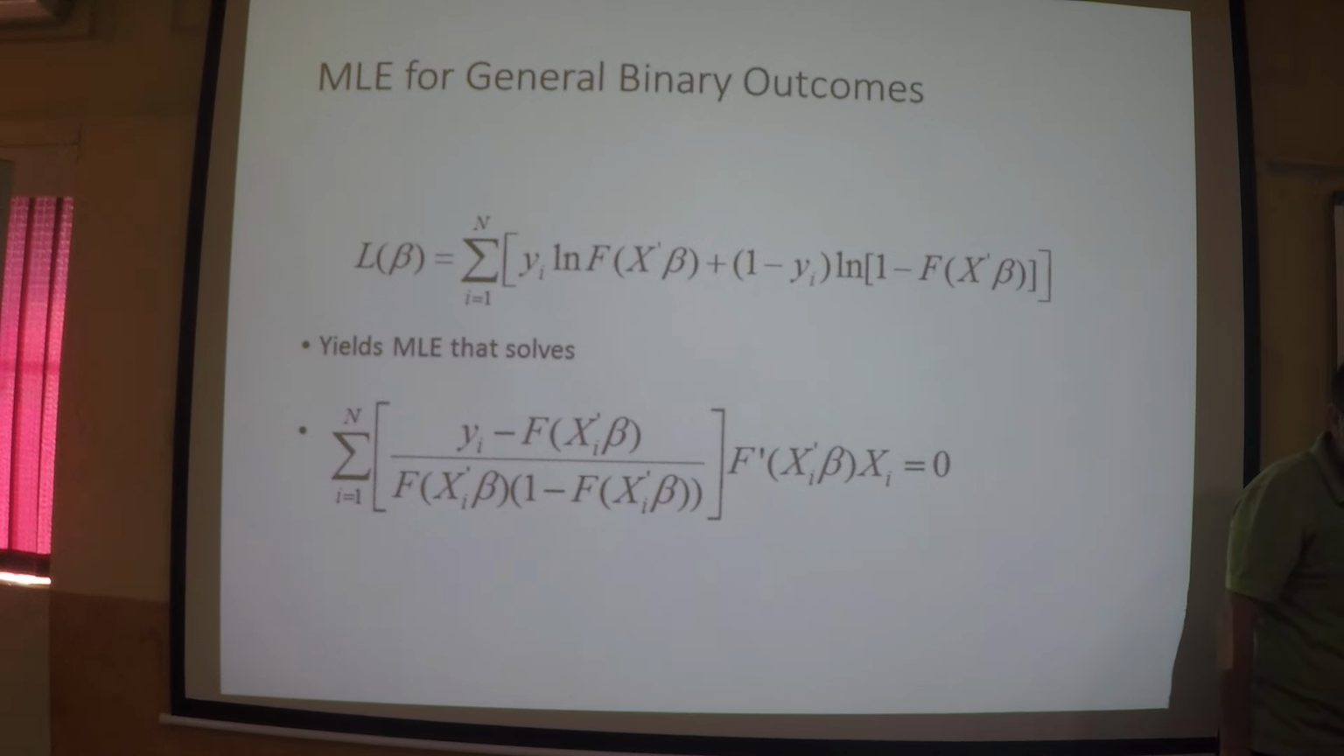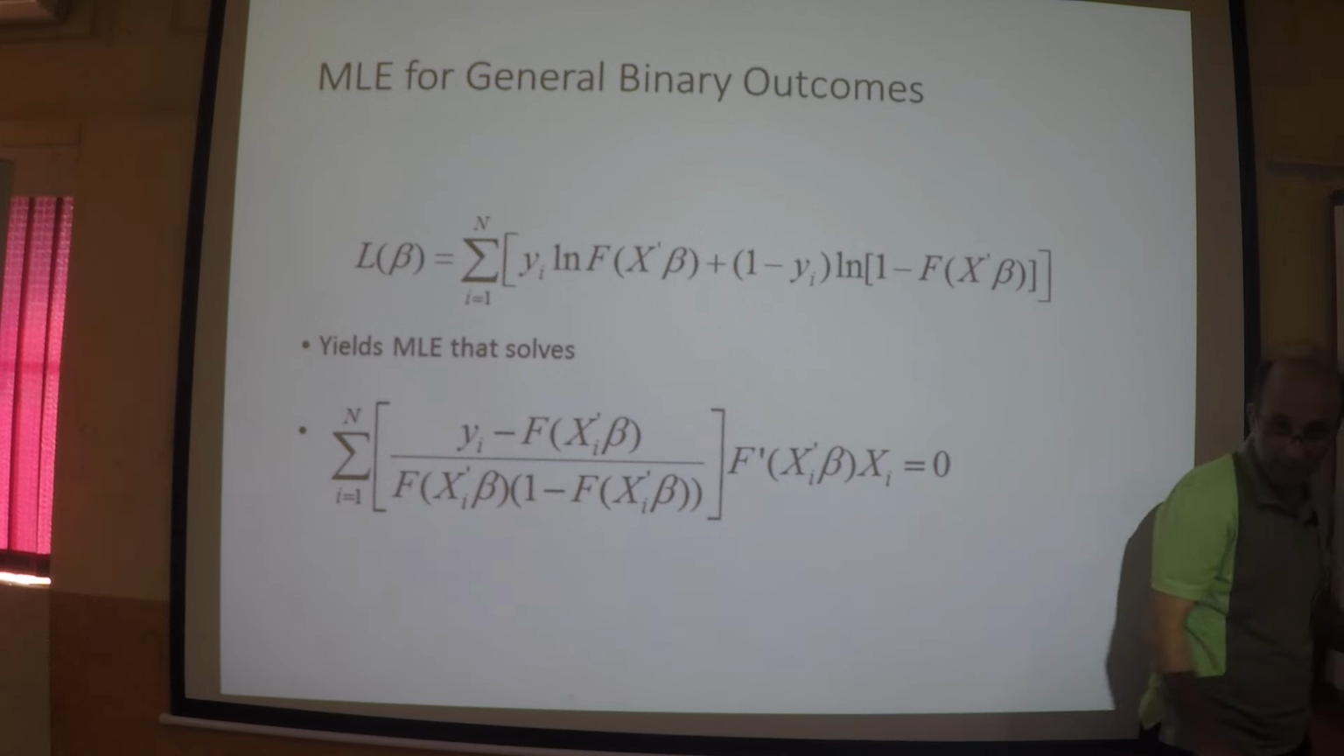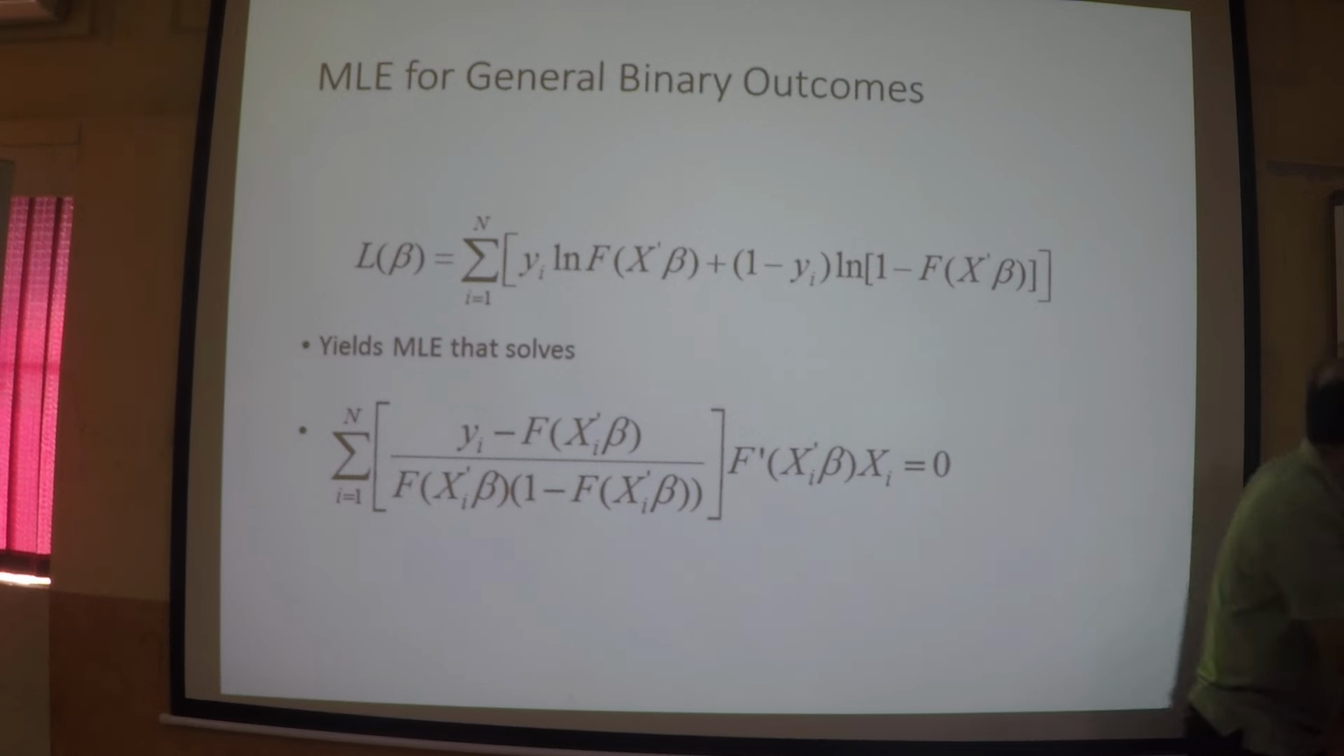Right? So what will summation yi be? 4, right? But what is 4? It will have to be f of xi dash beta raised to 4, times 1 minus f of xi dash beta raised to n minus 4, right? In general, what is 4? Summation yi. So this will be f raised to summation yi, and 1 minus f raised to n minus summation yi.